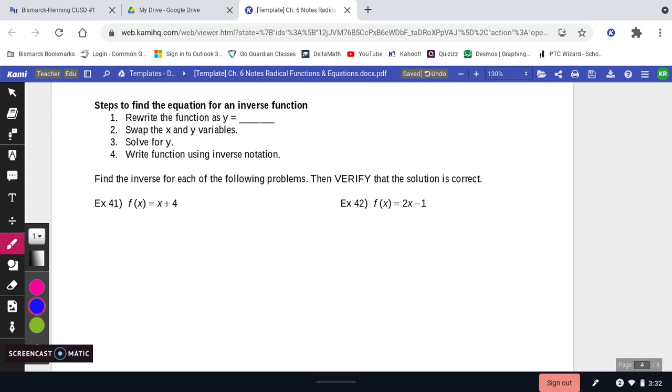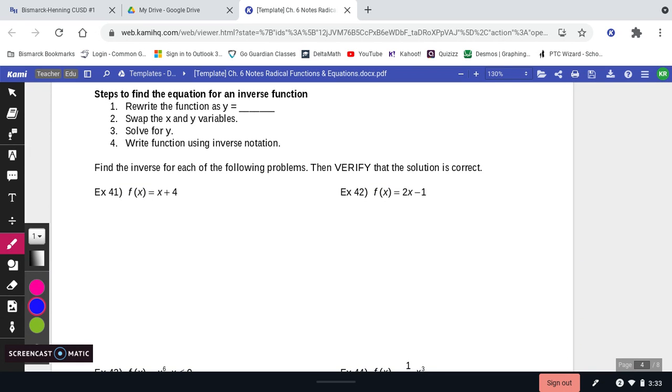All right, so we're going to be looking at how to find an inverse equation. So 4 steps. Number 1, rewrite the function as a y equals. Number 2, swap the x and y variables. 3, solve for y. And then 4, rewrite your function using your inverse notation. Okay, so for number 41, step 1 is you're going to write it as a y equals statement. So we're not going to use the function notation right now. So just rewrite it with y equals instead of f of x equals.